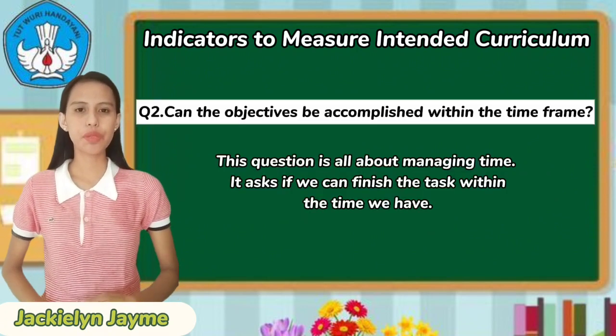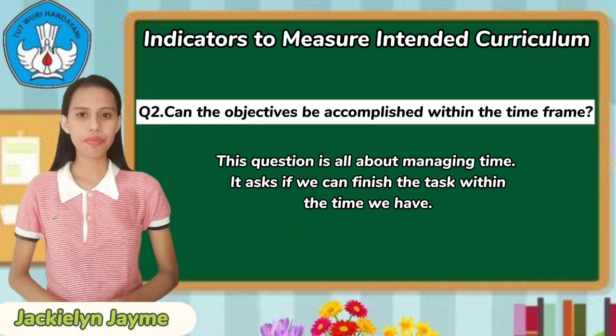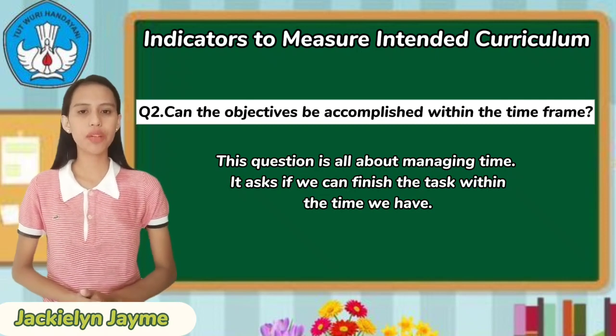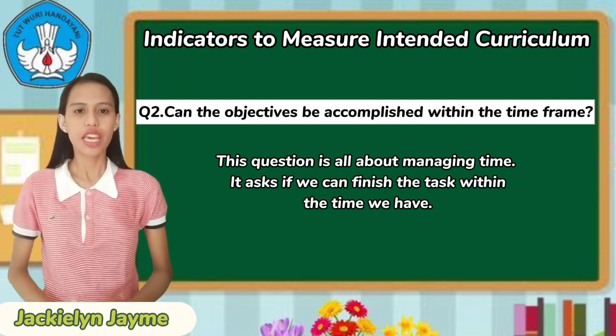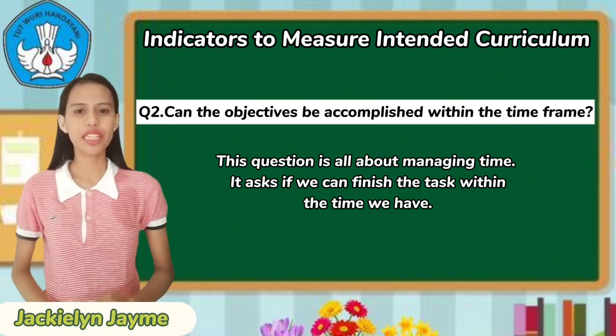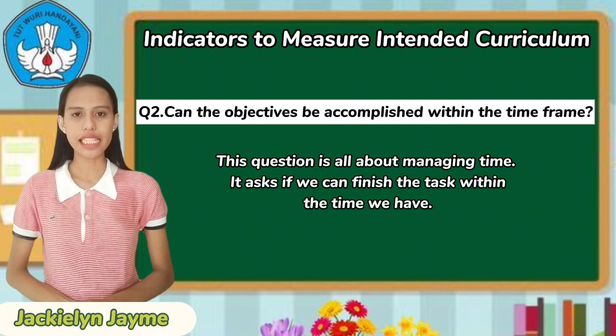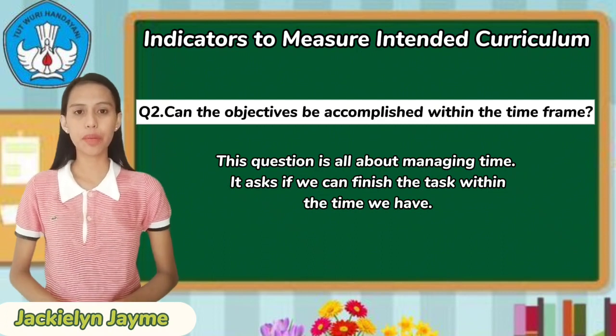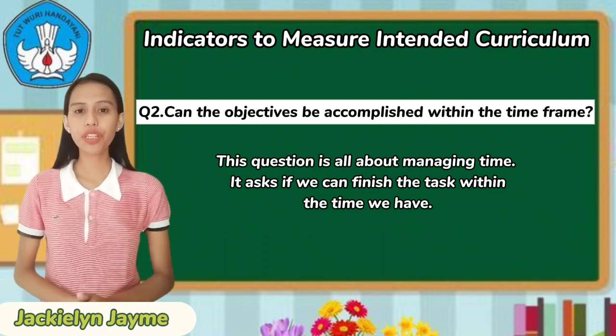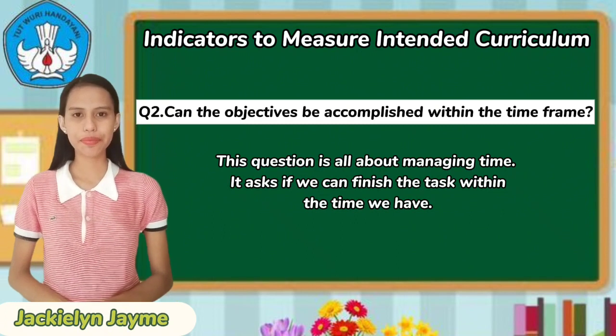Can the objectives be accomplished within the time frame? So this question is all about managing time. It asks if we can finish the task within the time we have. For instance, in a 45-minute art class, can students both draw and color a picture of a tree, or do we need more time to complete it properly?